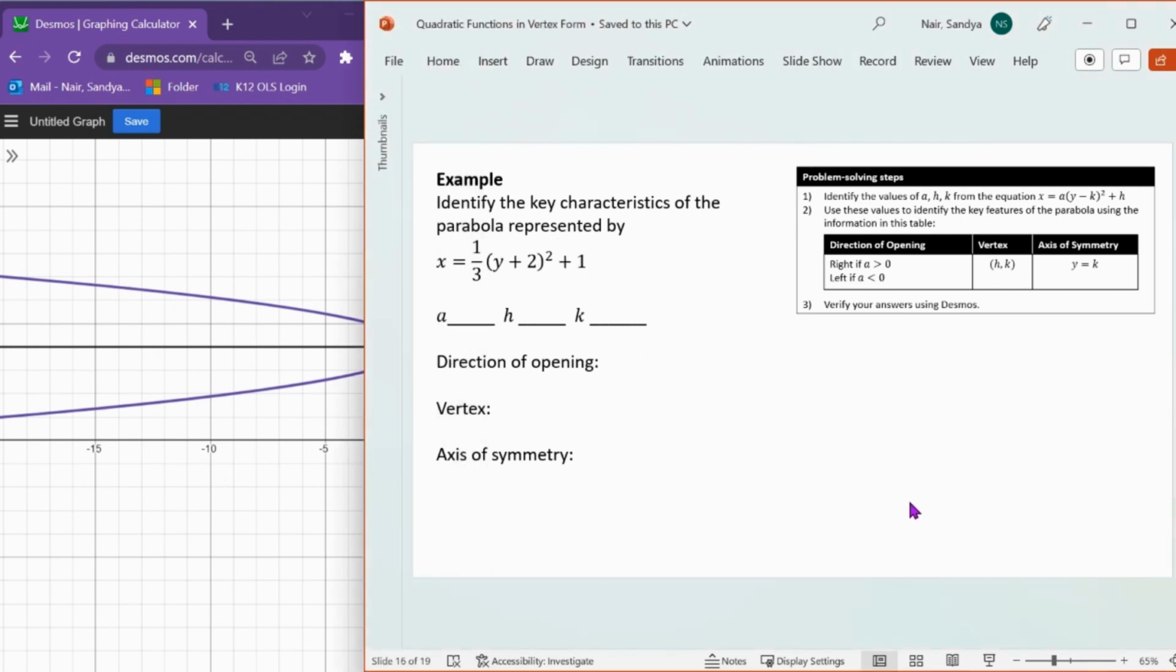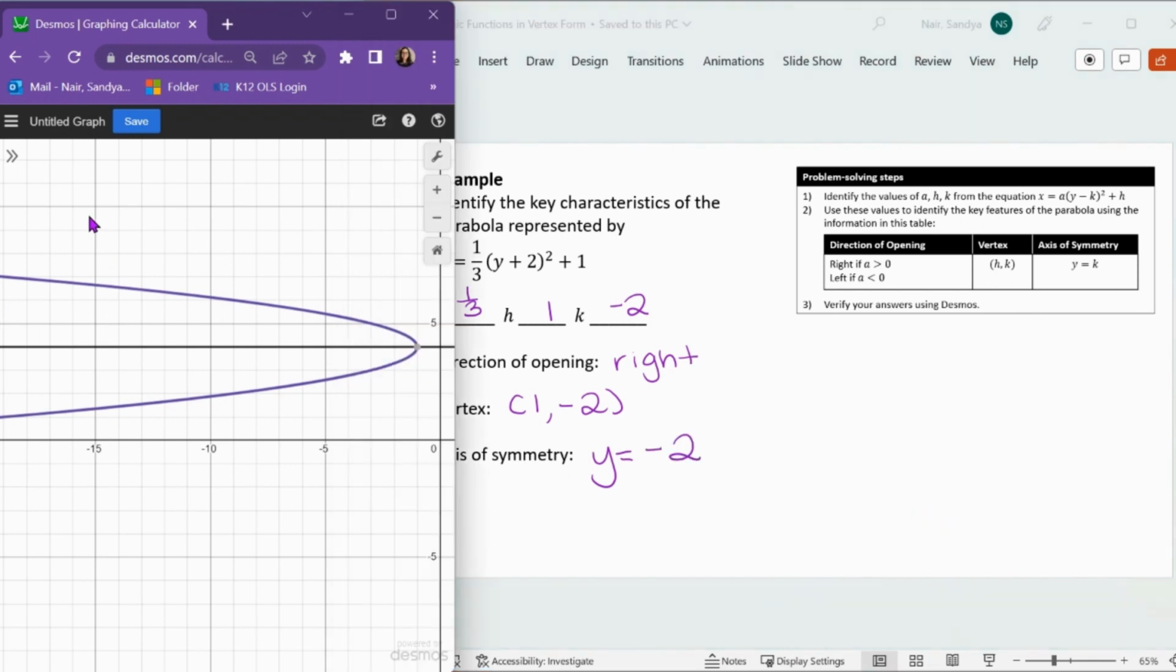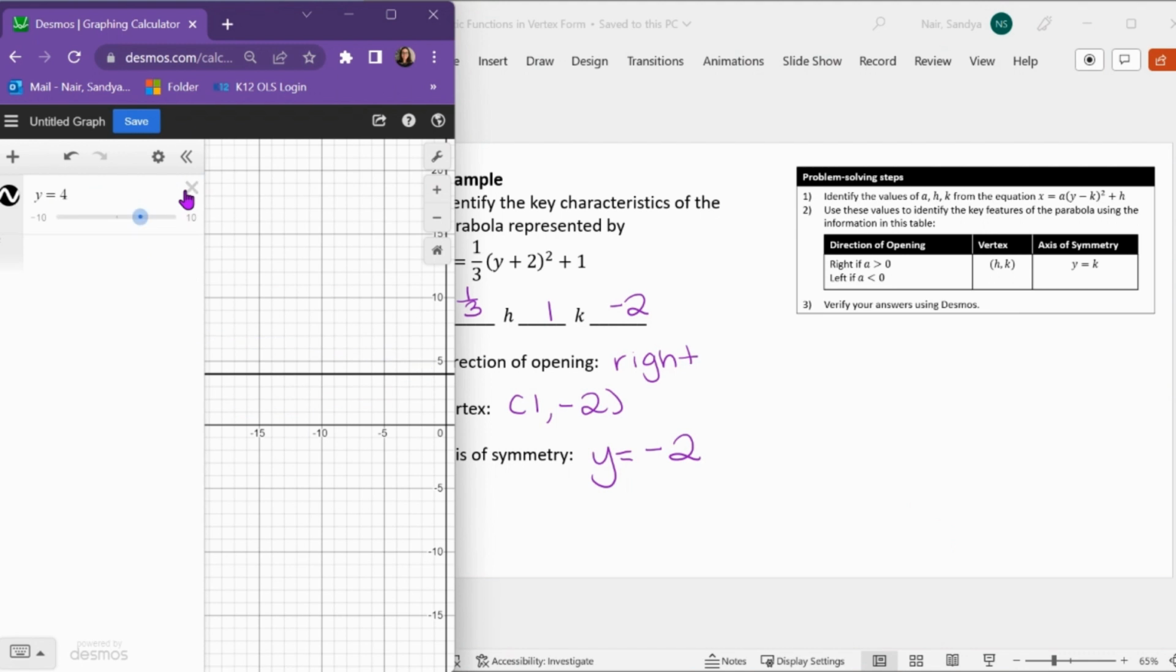So now let's identify the key characteristics of this parabola. So here, my a is going to be 1/3, h is going to be 1, k is going to be -2. So the direction of opening is going to be right because my a is positive. The vertex is going to be at (h, k), so it's going to be (1, -2). My axis of symmetry is going to be y equals the value of k, so in this case, that'll be y equals -2.